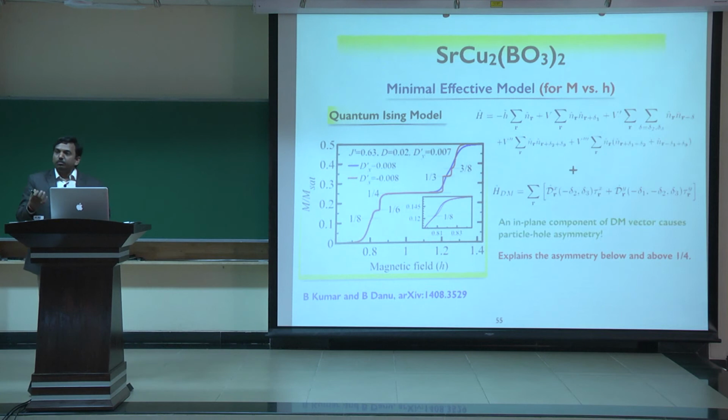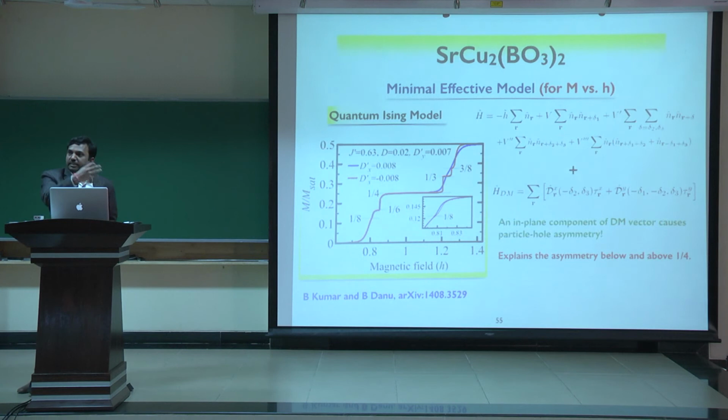So the point is, this minimal theory explains a lot of features about the actual physical system. Of course, it doesn't quantitatively say why this plateau is bigger, because in actual data, the 1/4 plateau is not as big as this. It is true. But at least qualitatively, it gets all the plateaus unambiguously, and it explains why there is asymmetry between below 1 by 4 and above 1 by 4.